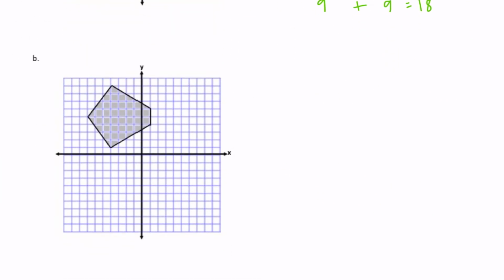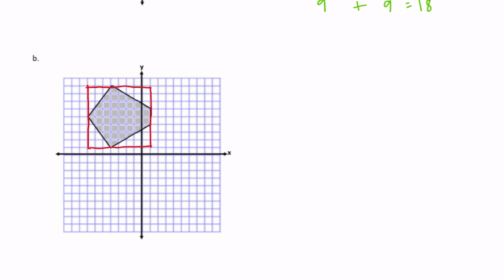And B. So for B, we have this shape. So there's different strategies you can take. You can break it up, which, I'm going to go with the square method again because it's going to give me a bunch of right triangles, and I can easily find the area of right triangles.